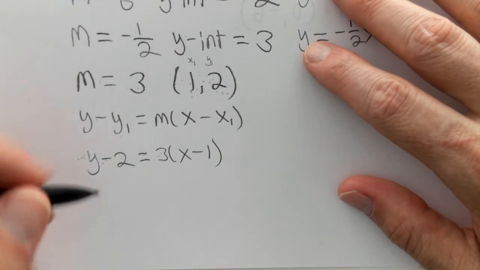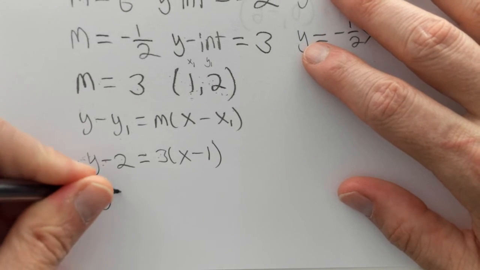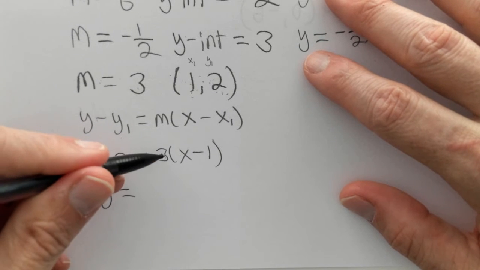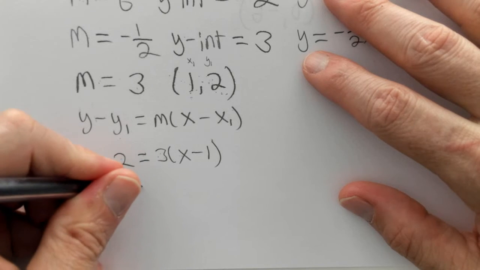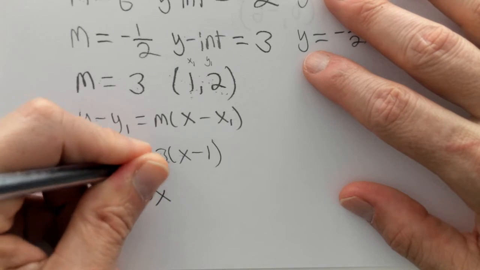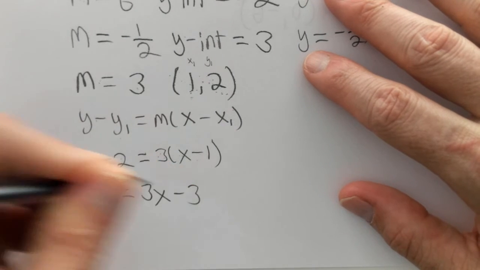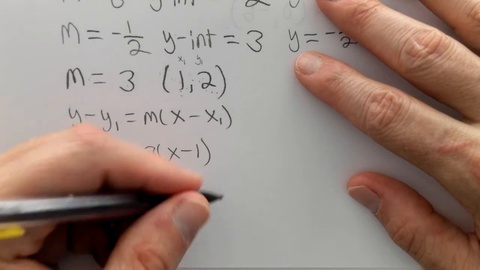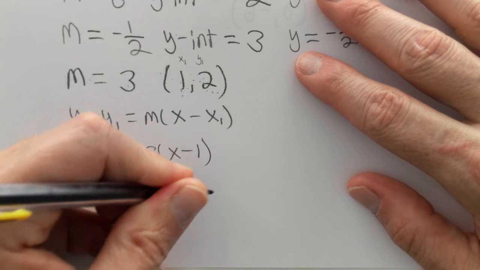So I need to move the 2 over to the other side. So it's going to be y equals. At the same time I'm moving the 2, I'm going to go ahead and distribute the 3. 3 times x is 3x. 3 times negative 1 is negative 3. Now remember, what did we move from the other side? We moved a minus 2 across, and it's going to change to plus 2.